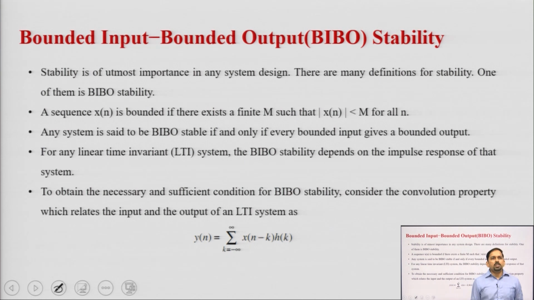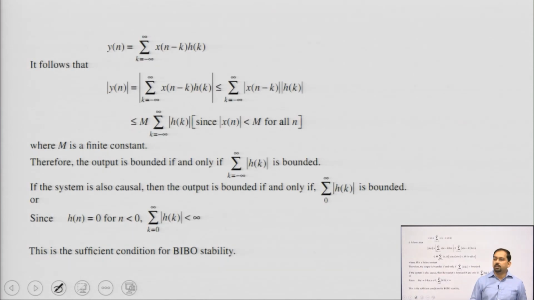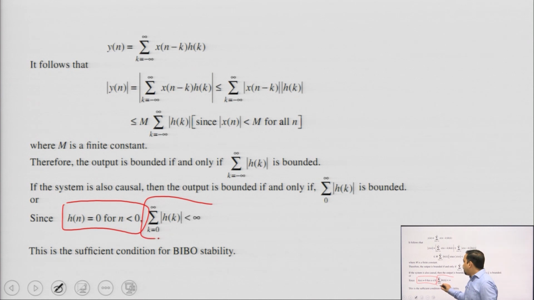BIBO means that when the input is bounded, the output has to be bounded. For this we have derived a small condition: h(n) equals 0 for all n less than 0, which we have already derived for causality, and for BIBO stability, the impulse response must be absolutely summable. This condition has to be verified for stability.